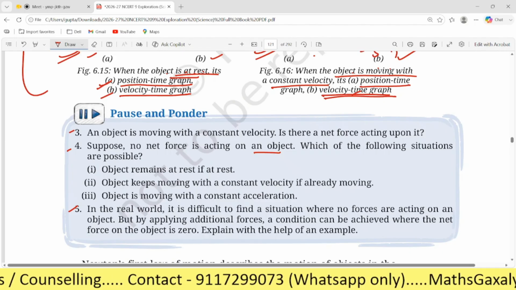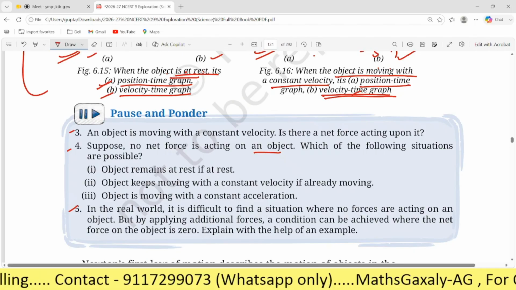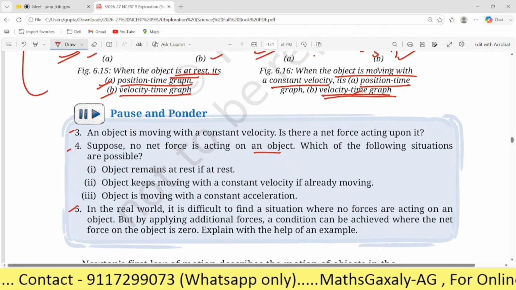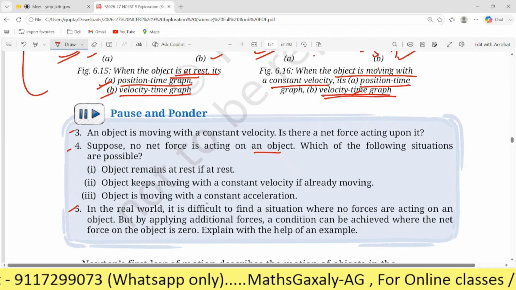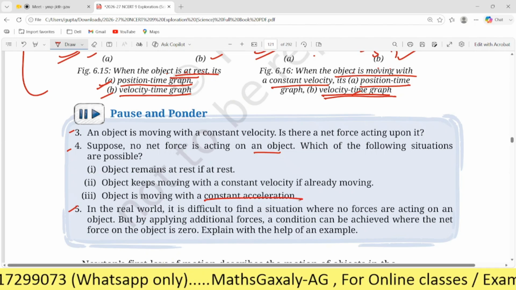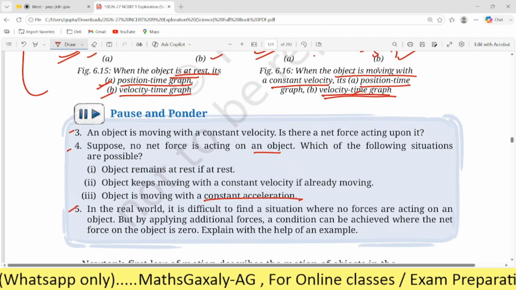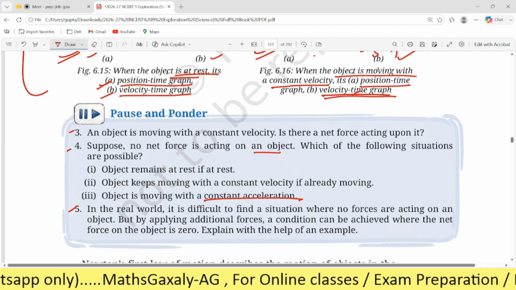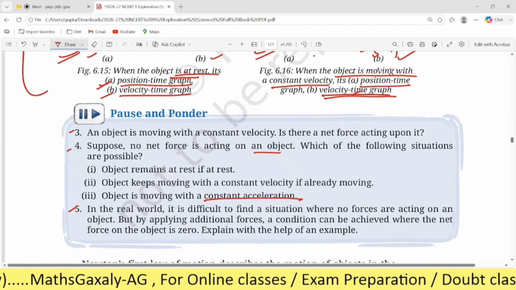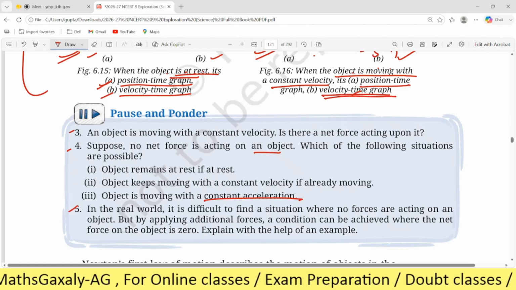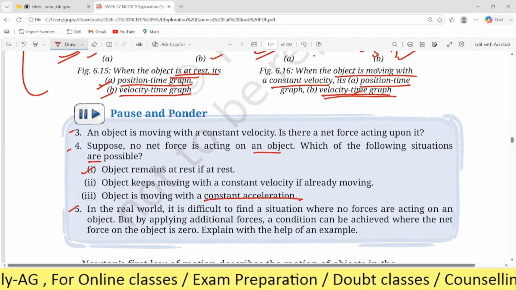Three. The object is moving with a constant acceleration. Sure? Because if it moves with a constant acceleration, it means it will be constantly accelerating, then its speed will change, right? And automatically there will be a change in the velocity. Which are possible? So this first point is possible, right?